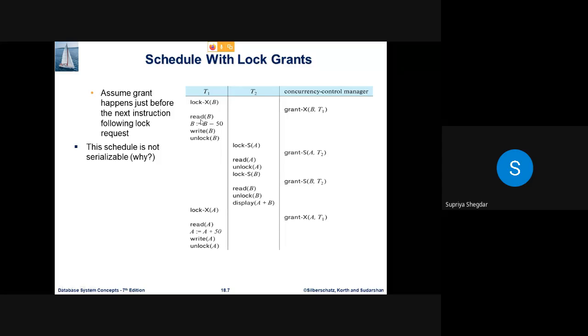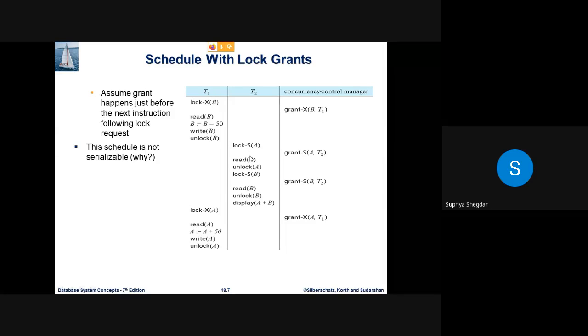Okay, so the first instruction is read B. B is equal to B minus 50. Consider the value of B is 100. So B minus 50, means 100 minus 50, again 50. Then he has written the value of B. Okay, that is 50.